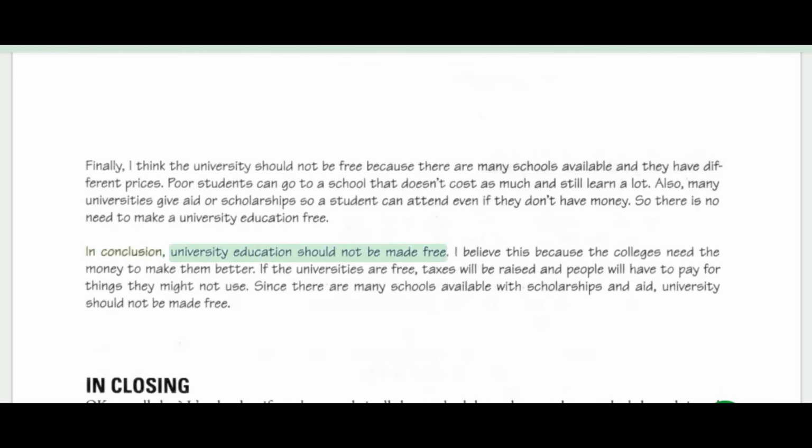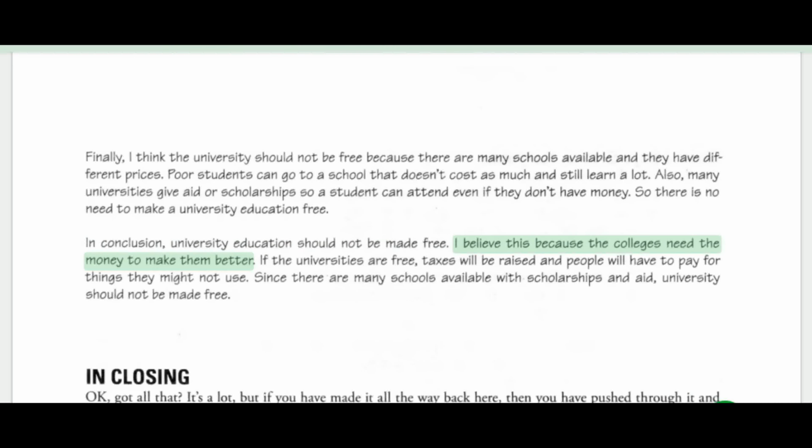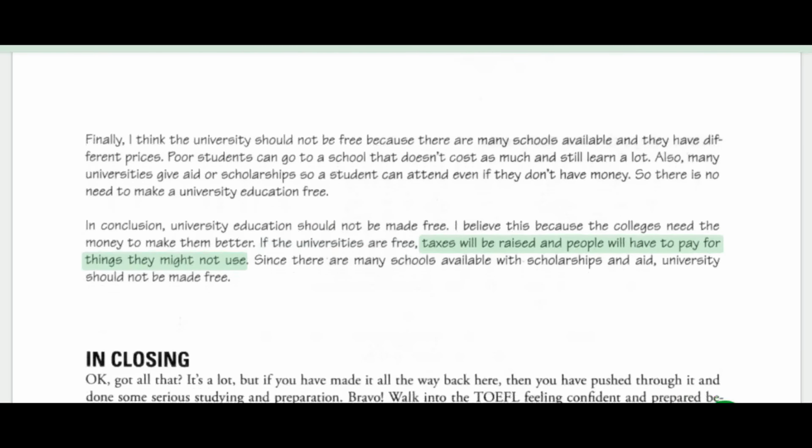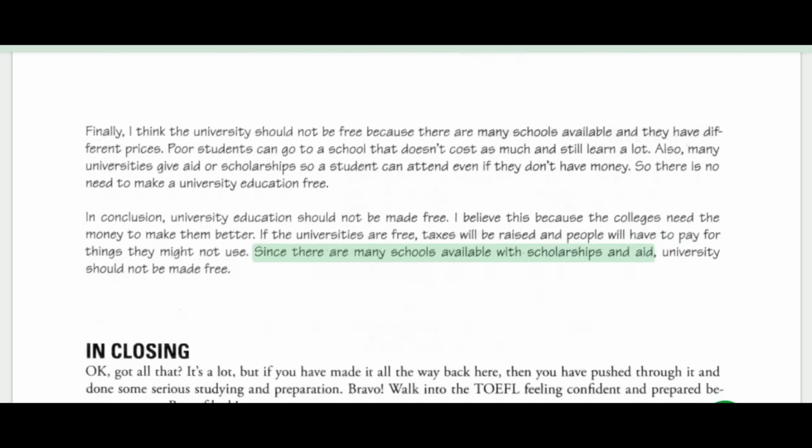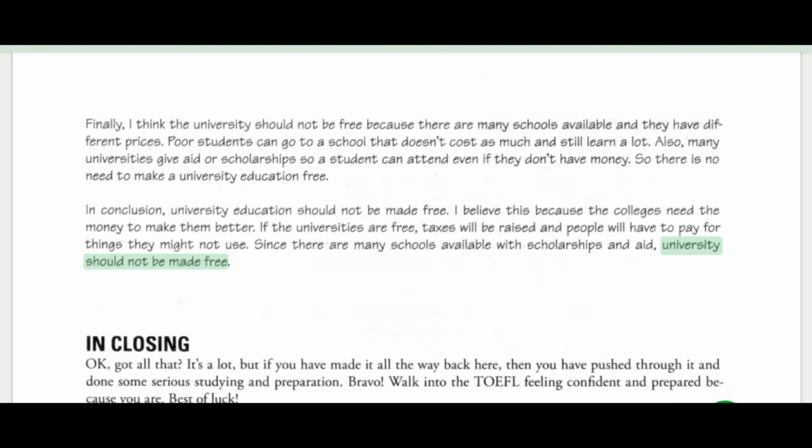In conclusion, university education should not be made free. I believe this because the colleges need the money to make them better. If the universities are free, taxes will be raised and people will have to pay for things they might not use. Since there are many schools available with scholarships and aid, university should not be made free.